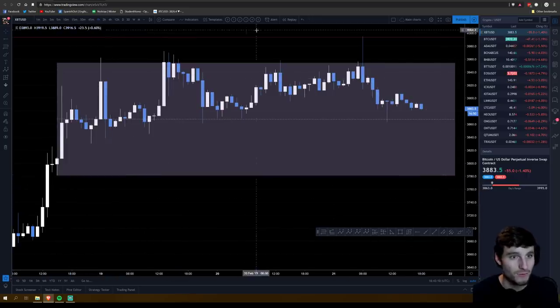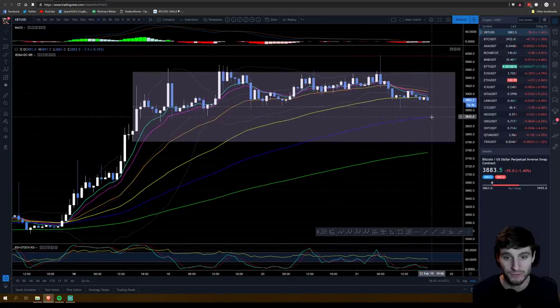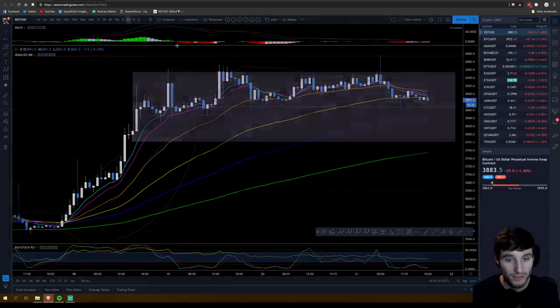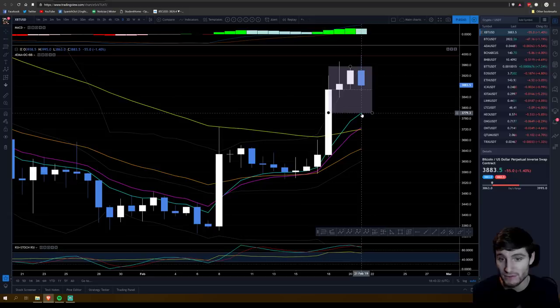I'm getting the bottom of this channel from this old candle on the hourly support, which is around 3,780. If we turn on the exponential moving averages, you can see the 100 EMA on the hour sat at 3,840. If we look at the daily, the 8 exponential moving average is just at the bottom of this range, around 3,780.